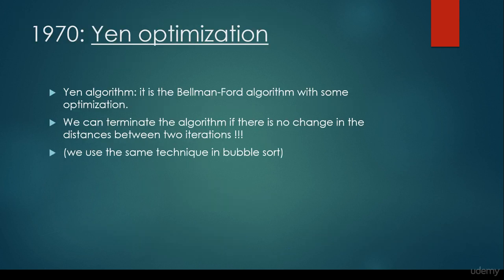We have the so-called Yen optimization. It was invented in 1970, that sometimes Bellman Ford algorithm is very slow, so it would take a lot of time to finish its calculation. So we can have some optimization basically. We can terminate the algorithm if there is no change in the distances between two iterations. We have been talking about that we make V minus 1 iterations, where V denotes the number of vertices in the graph. But maybe we just have to make a few iterations at the beginning, and further iterations are not going to change the final distances significantly, so we don't have to make the last few iterations. Why is it good? Because our algorithm is going to be boosted up and it's going to be faster. Basically, we use the same technique in bubble sort in order to boost it up.